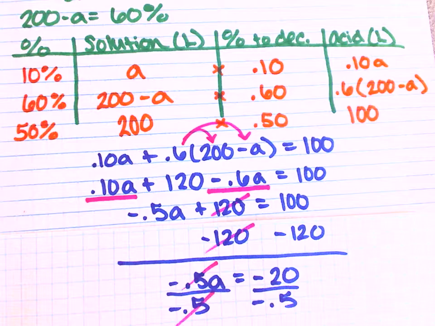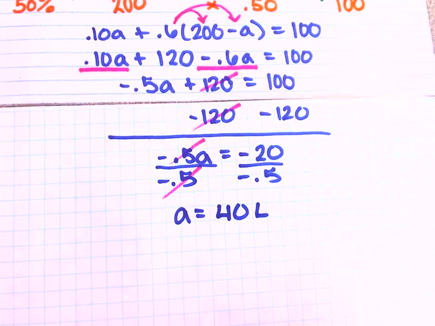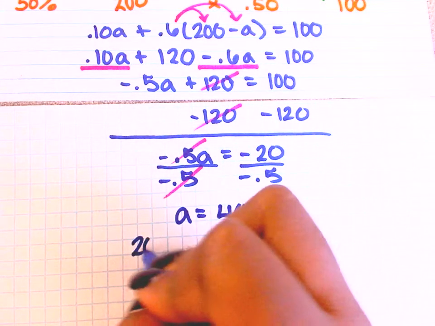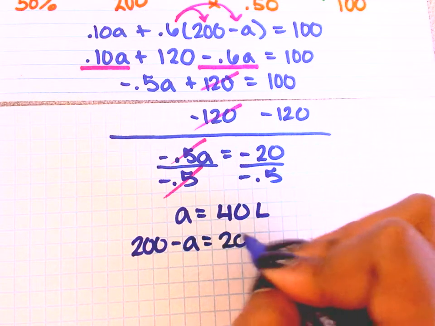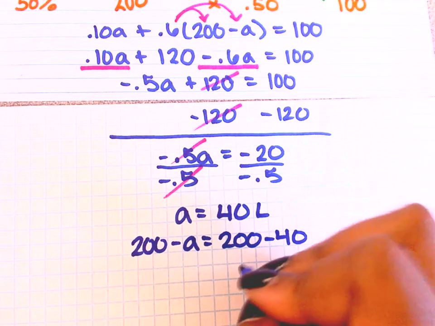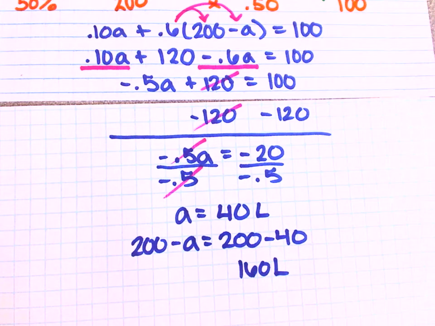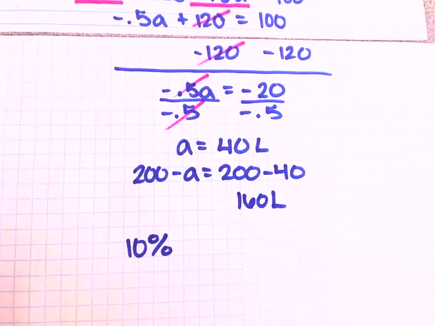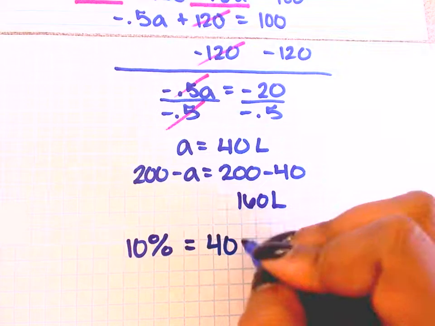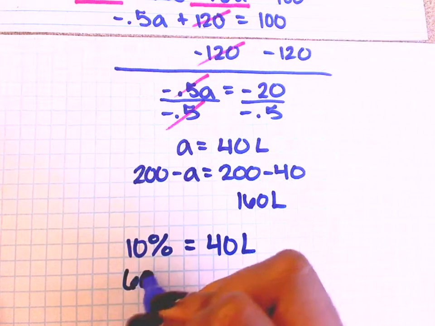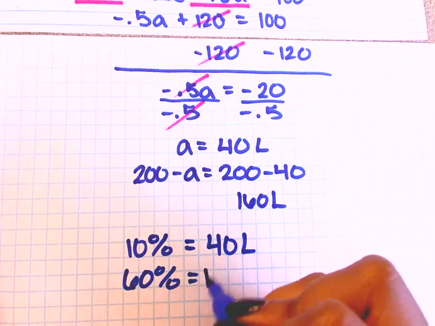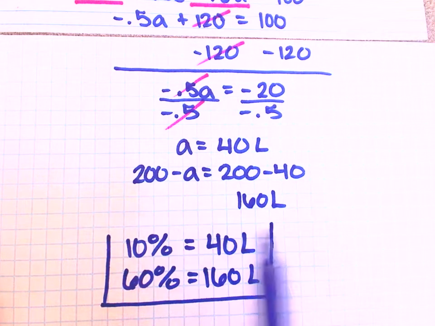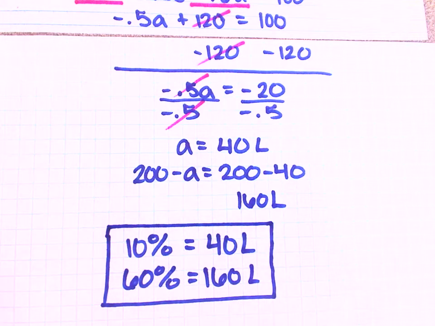So we know that solution A is 40 liters. But we need to find what that second solution is, which we say is 200 minus A. So 200 minus A is 200 minus 40, which will give me 160 liters. So, my answer, the 10% solution, I need 40 liters of that. And of the 60% solution, I need 160 liters to give me a total of 200 liters with a 50% acid solution.